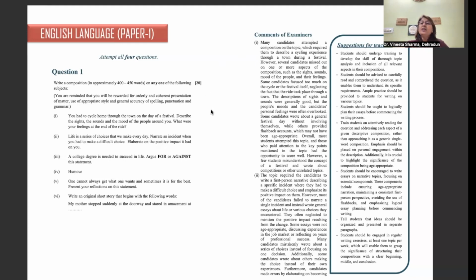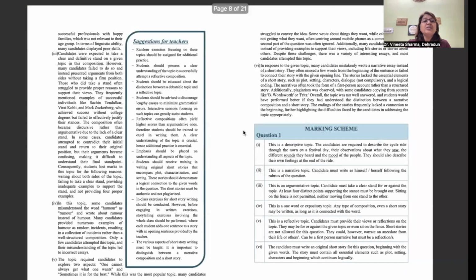All right, now look at the third composition, which is an argumentative one. A college degree is needed to succeed in life, right? Argue for or against this statement, for or against. A college degree is needed to succeed in life. And some people may say a college degree is not needed to succeed in life. Now let's see what the examiners say when they checked the papers, what kind of mistakes children made.